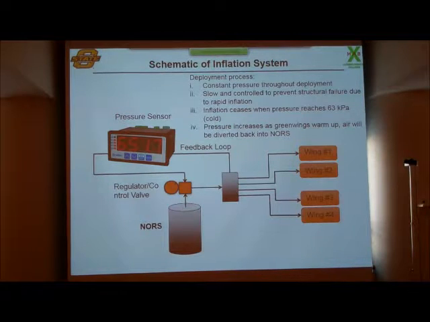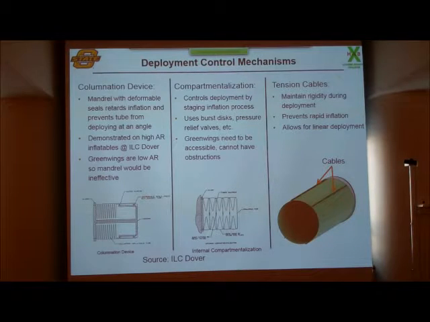As you can see from the tank, it'll be open to the regulator or the control valve. The pressure sensor will be attached there to monitor the rate at which the air is being let out of the tank and into the green wings. We want to keep it in a certain range to prevent any damage. And once we go into testing, we'll be exploring the best range to be inflating at. So then it goes into all four of the wings at the same time.